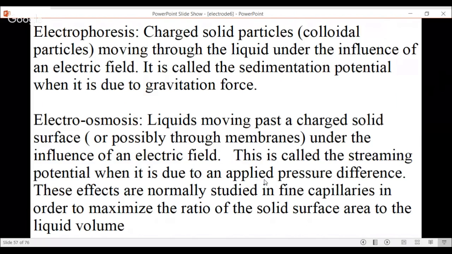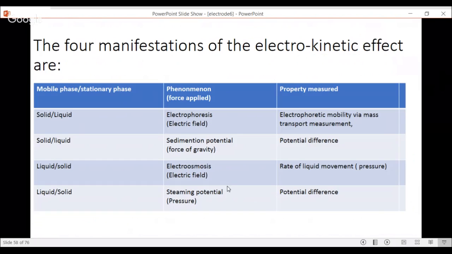We can pass the solvent, as in reverse osmosis. The water is going through the membrane. So by applying a pressure, we can take salted water and prepare pure water from this impure water. These effects are normally studied in fine capillaries in order to maximize the ratio of the solid surface area to the liquid volume. We will take it up the next time.